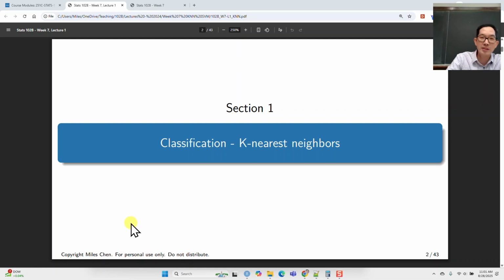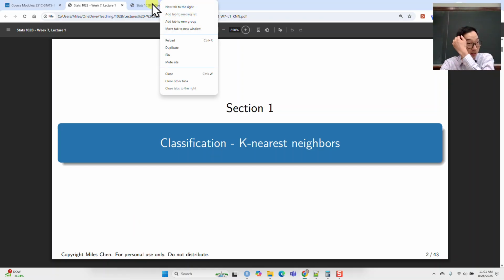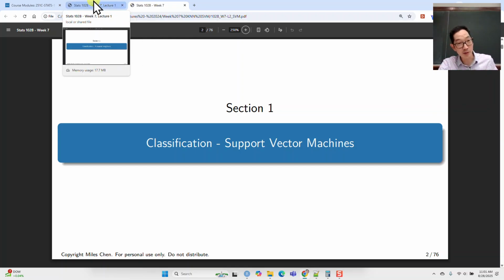Okay, so we will continue covering classification methods. In our last lecture, we saw some classification methods. We saw logistic regression. We saw the Bayes classifier and the naive Bayes classifier. And so today we'll take a look at a couple more classifiers. We have k-nearest neighbors, and then we'll also look at support vector machines.